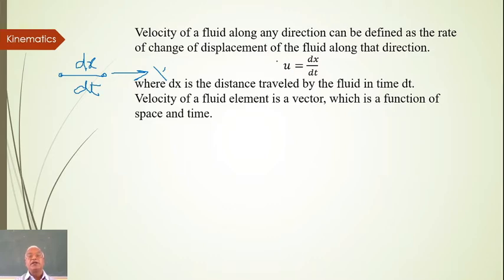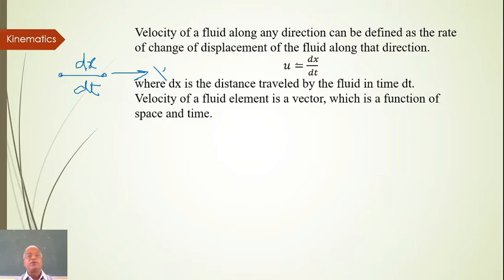Velocity in the x direction is represented by the letter u, because rather than using suffixes, it is better to use different letters. That's why we are going to use u for velocity in the x direction, v for velocity in the y direction, and w for velocity in the z direction. So here dx is the distance traveled by the fluid in time dt. Velocity of a fluid element is a vector, which is a function of space and time. So obviously it is a vector quantity.